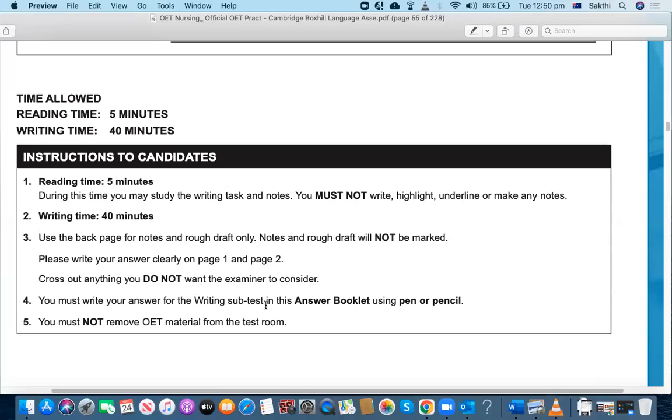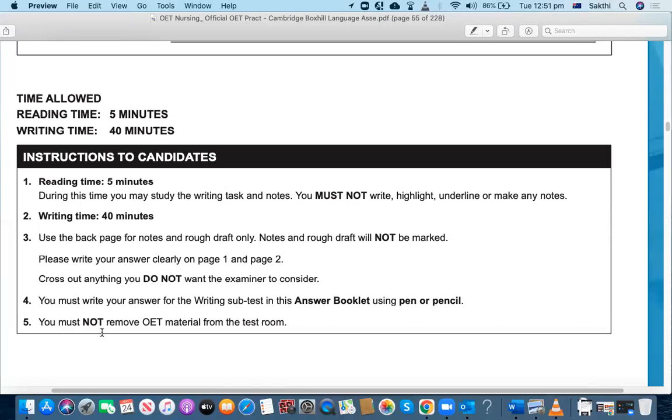That's okay. You must write your answer for the writing subtest in the answer booklet using a pen or pencil. Although they have highlighted here that you can use either a pen or a pencil, my strong recommendation is to use a pencil because you can erase them. You can just play around with the pencil. If you cross out your letter using a pen, it doesn't look really good. It's going to give a negative impression about your writing. So it is highly recommended to use a pencil instead of a pen.